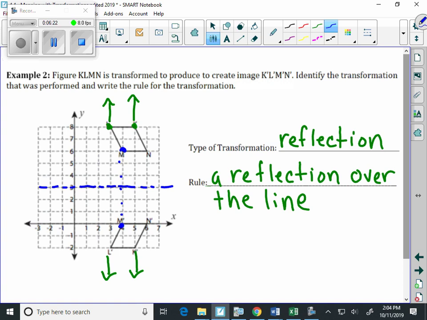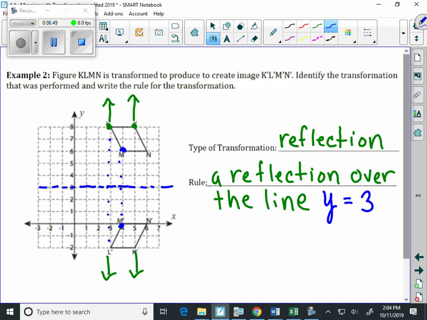Well, let's try the L's. 1, 2, 3, 4, 5. Let me actually show it on the video. 1, 2, 3, 4, 5. And coming from the L down here, 1, 2, 3, 4, 5. So now we need to identify this line. That horizontal line is going to be y equals 3.